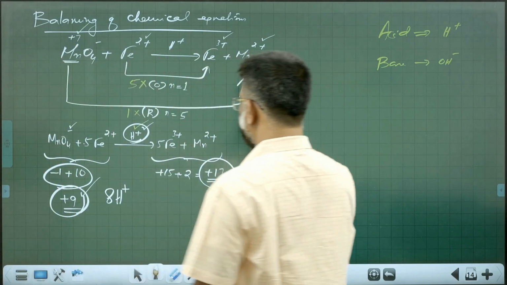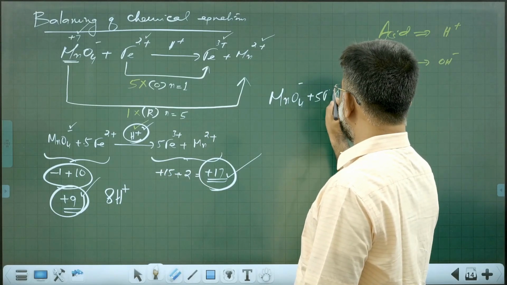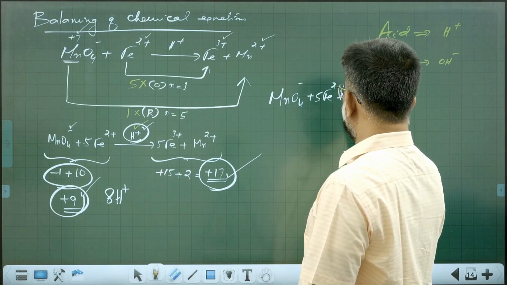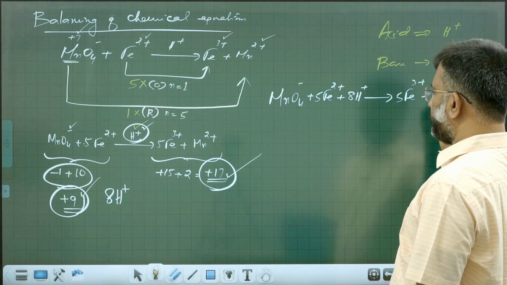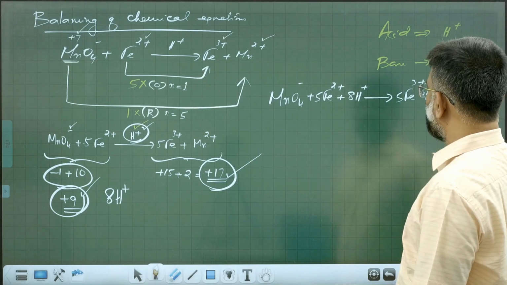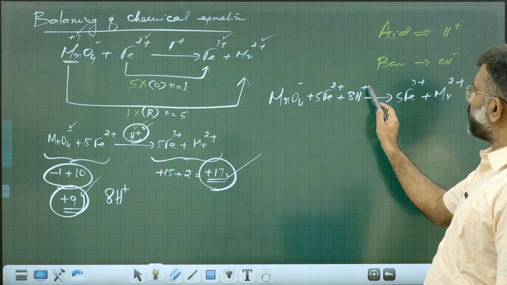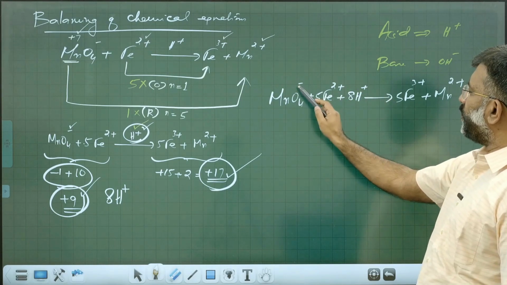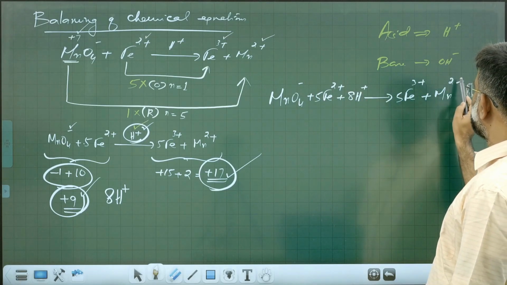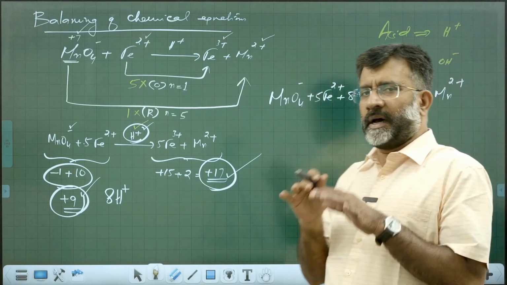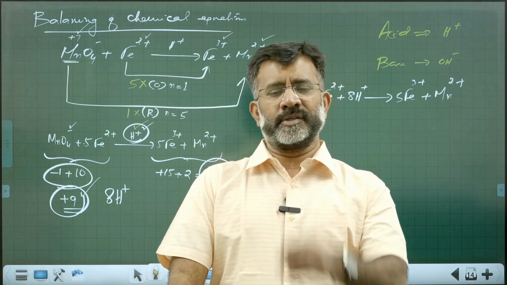Rewrite the equation. You can rewrite MnO4 minus, 5Fe2 plus, 8H plus giving 5Fe3 plus and Mn2 plus. You can verify. 5 into 2, 10 positive charge, 8 positive charge, 18 positive charge, 1 minus, 17 positive charge. Here it is 5 into 3, 15 plus 2, 17 positive charge. Now the charge balancing is done, and the balancing of the equation is almost over.